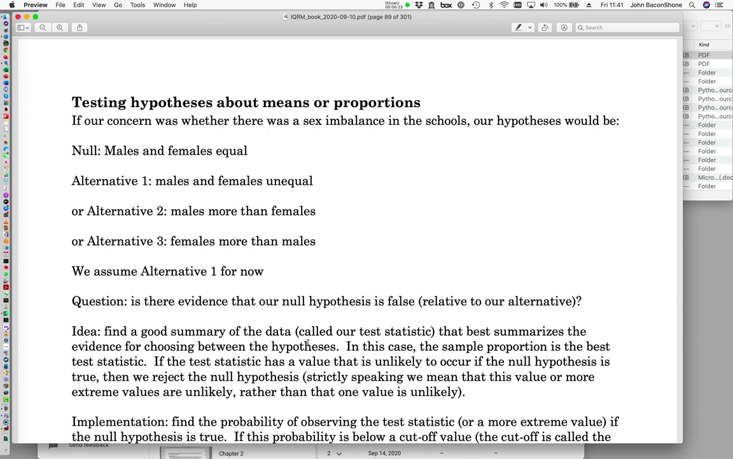There are three different possible alternative hypotheses. The complementary one is just simply males and females are unequal. But we can also have what we call a one-tailed alternative, where we're really only interested in whether males are more than females or whether females are more than males. So let me explain a little bit about the context.